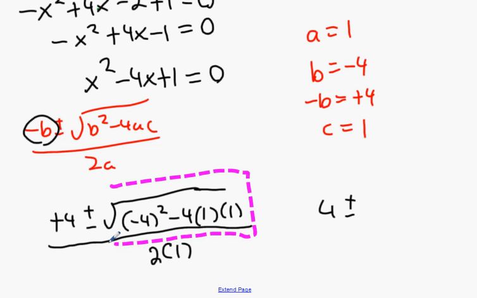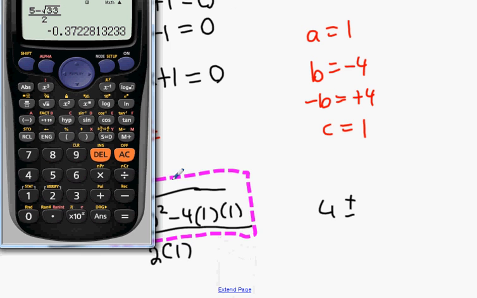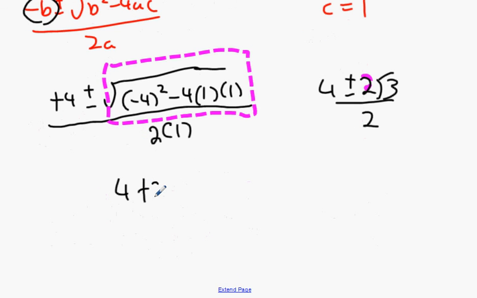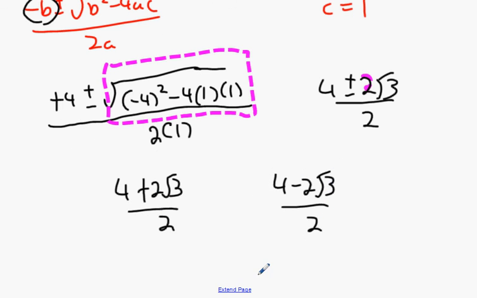put this part here all into the what, guys? Calculator. Okay, you're going to get the square root of minus 4 squared minus 4 times 1 times 1, and then 2 root 3 all over 2. And you're going to get 4 plus 2 root 3 over 2, and 4 minus 2 root 3 over 2.